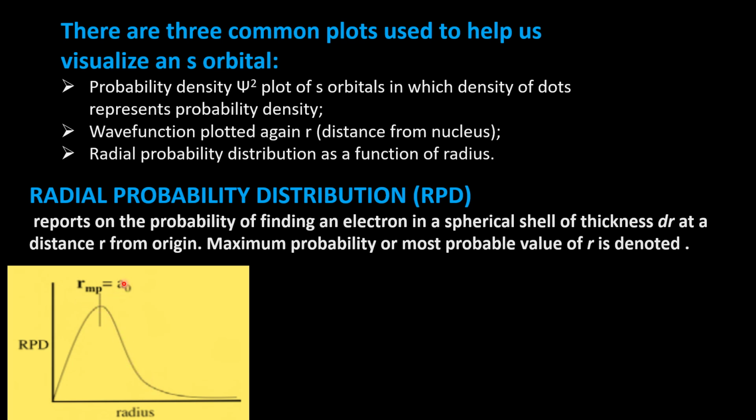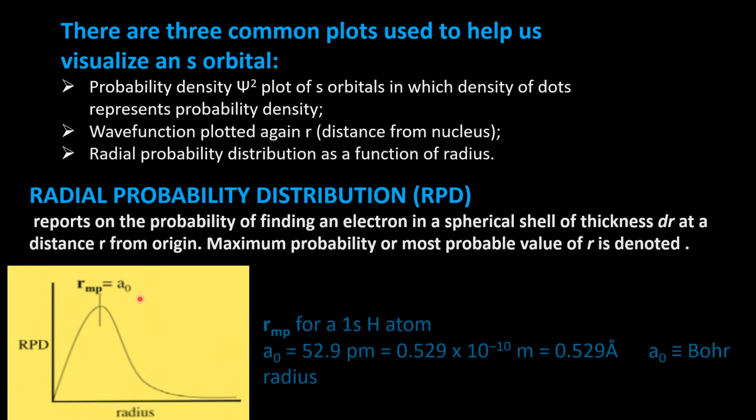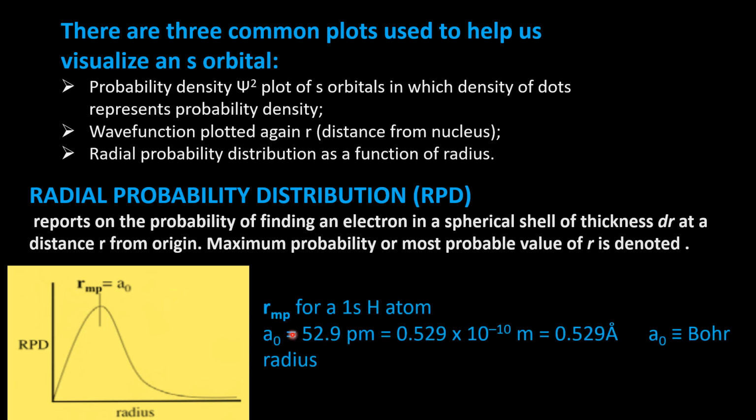For the hydrogen atom, its value is a naught. A naught, the most probable radius for a hydrogen atom, can be represented in different units: 52.9 picometer, or 0.529 times 10 to the power minus 10 meter, or 0.529 angstrom. Here a naught is the Bohr radius, and we can express the Bohr radius in different units.